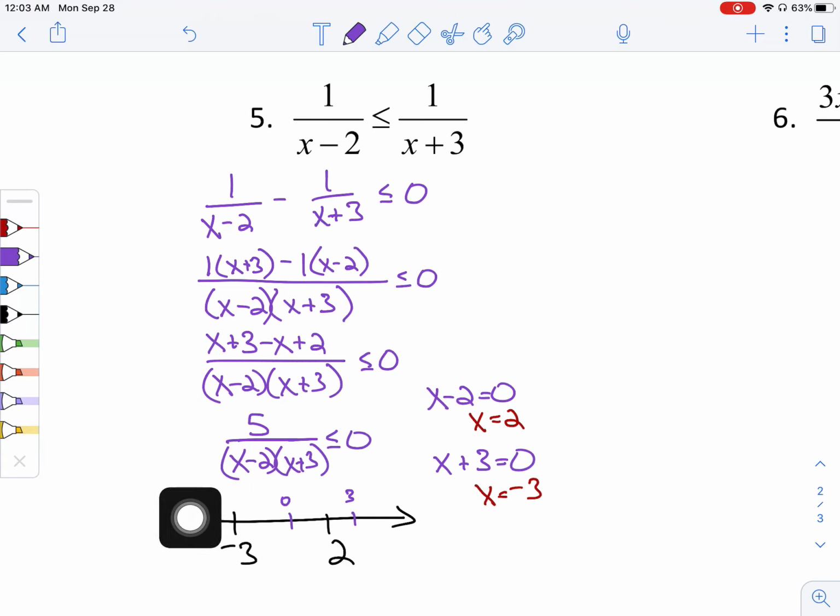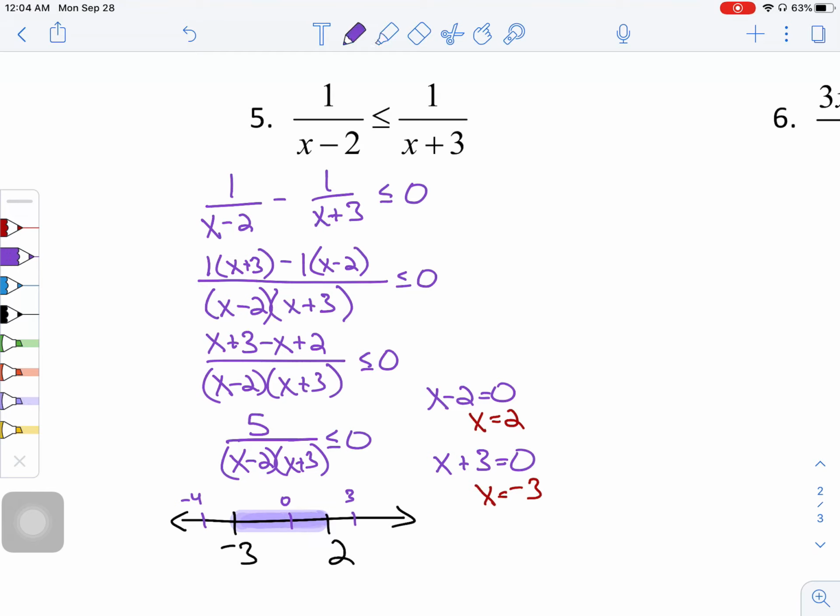When you do this test, if you test -4, 0, and 3, or really any values, the only thing that should work are any numbers between -3 and 2. All right, so this is the true part, between those two critical values, right in there.